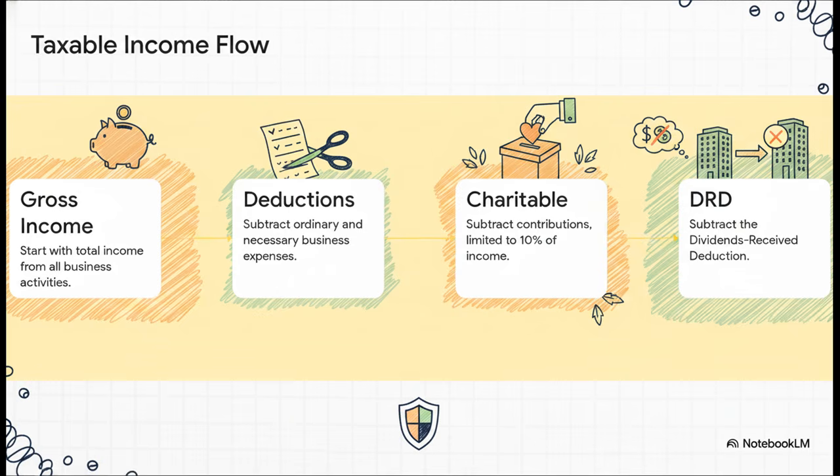Speaking of the DRD, if our C corporation owns, say, a 15% stake in another domestic corporation and receives a $100,000 dividend, they don't pay tax on that whole amount. Since they own less than 20%, they get a 50% dividends received deduction. That means $50,000 is wiped right off their taxable income, which really helps mitigate the sting of triple taxation.